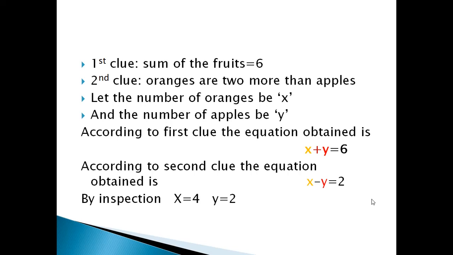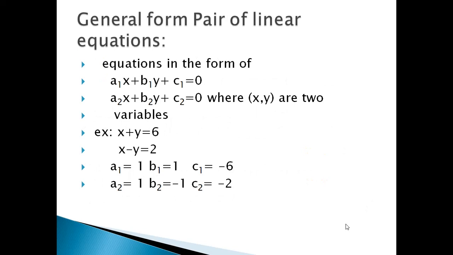Okay. So a linear equation is always of the form a1x plus b1y plus c1 is equal to 0. Here x and y are the two variables. a1, b1, c1 are real numbers or constants. And also the second equation is of the form a2x plus b2y plus c2 is equal to 0, where x and y are two variables. Okay.